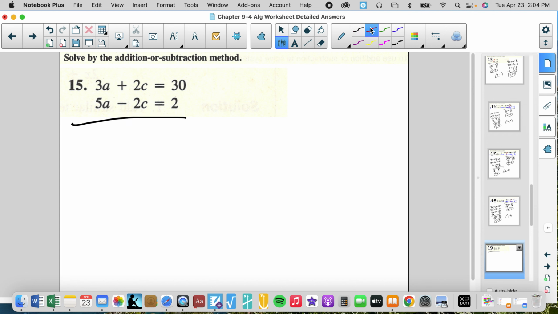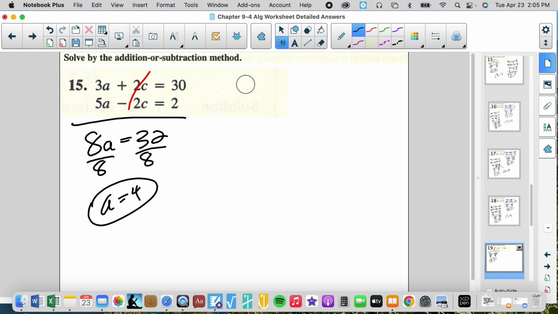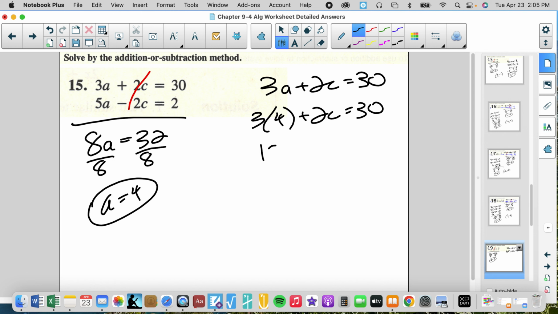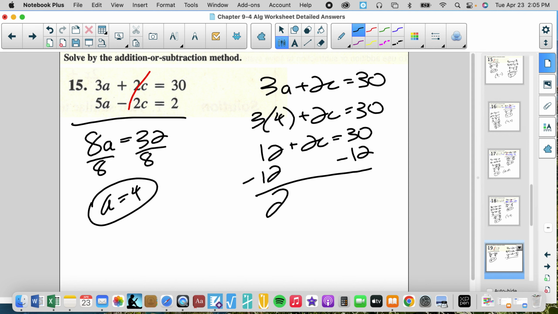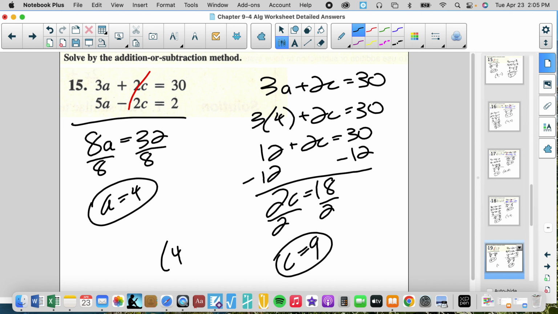These will cancel. We like those that are set up for addition. 8a equals 32. A equals 4. Let's use the top one. We don't need the arrow. 3a plus 2c equals 30. 3 times 4 plus 2c equals 30. 12 plus 2c equals 30. Minus 12, minus 12. 2c equals 18. Divide by 2, divide by 2. C equals 9. Oh, A and C, how weird is that order of coordinates? But it's still alphabetical order.